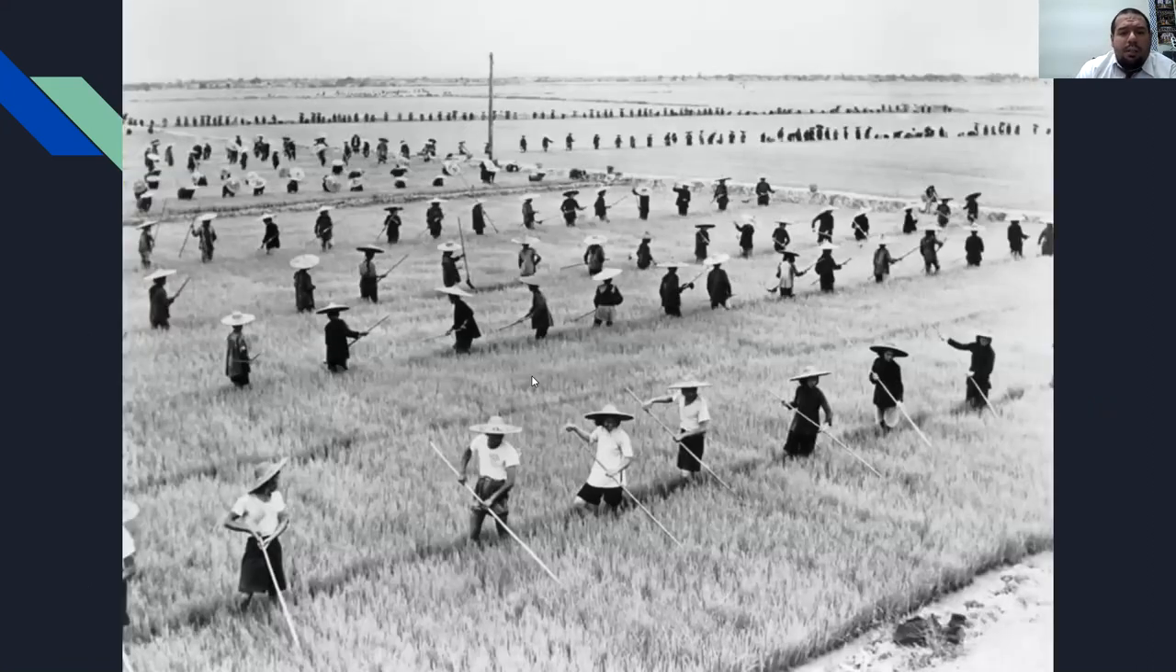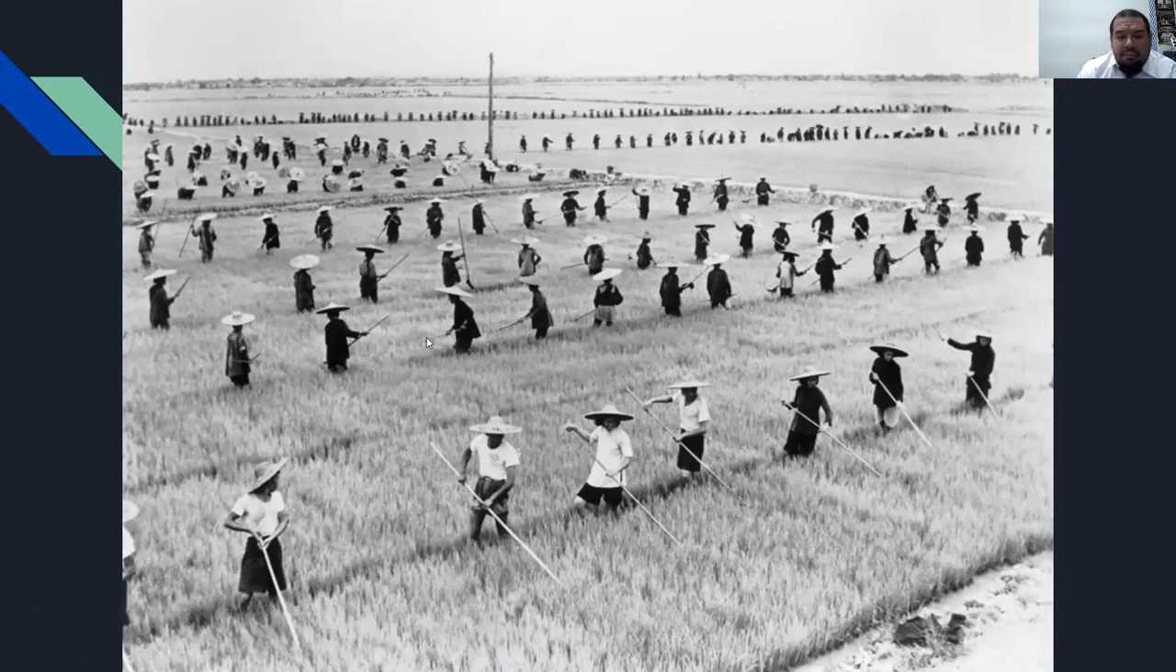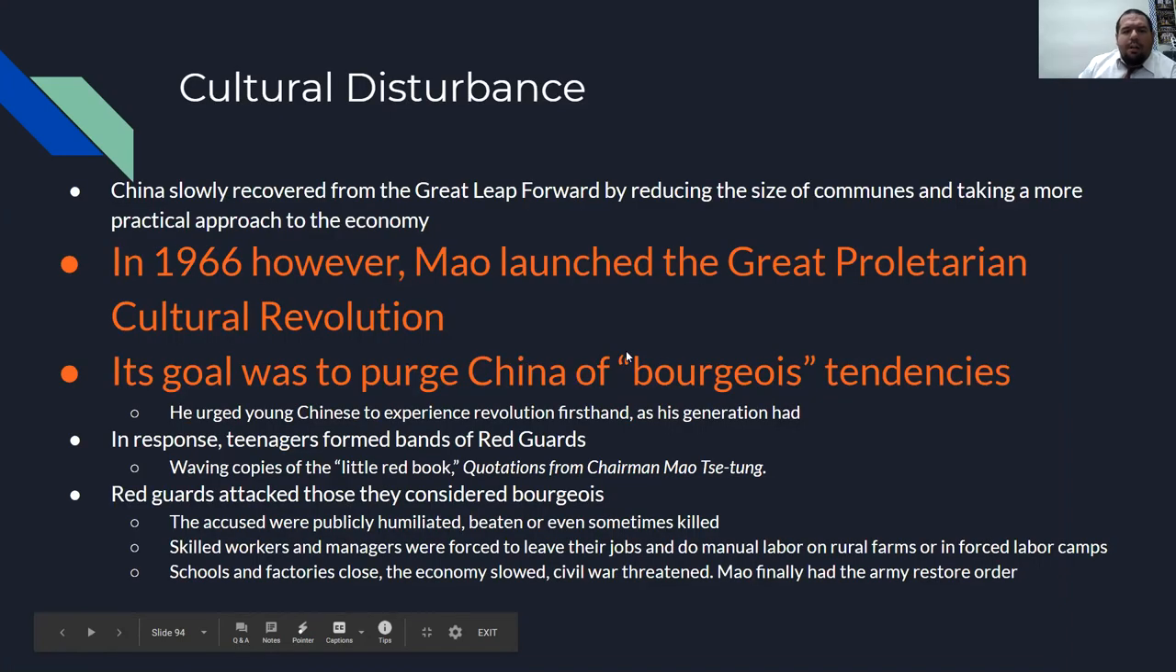Find it for me. So here you have a commune, and I believe this looks like grain or a rice paddy field. I couldn't tell you, but these look like women working in the field.